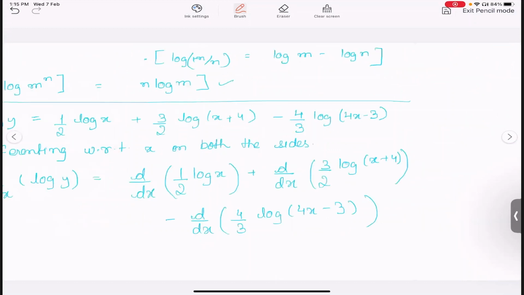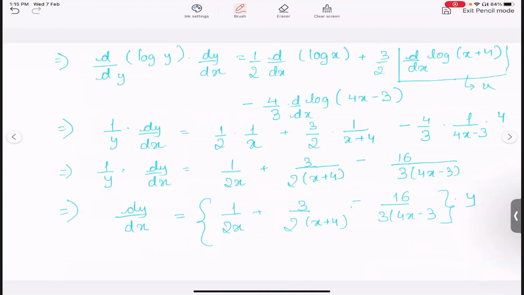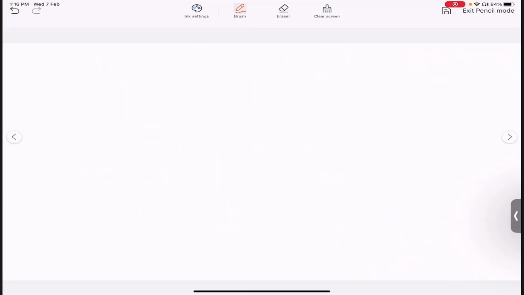by y, and we can write down the y that we had in the question. So let's write it down. I'm not increasing the number of steps, so I'm simply writing the value of y that was there in the question. So it was root under x plus 4 to the power 3 by 2, divided by 4x minus 3 to the power 4 by 3. So this is the thing that we had. Now let's move to the next question.